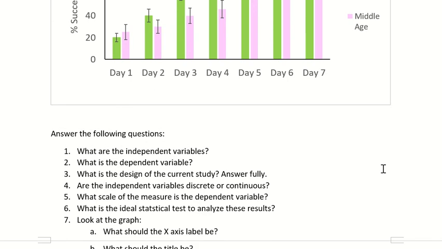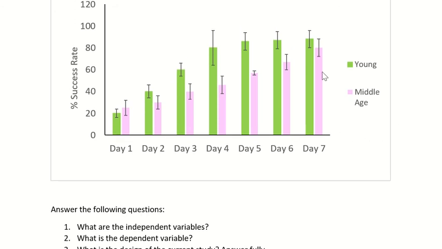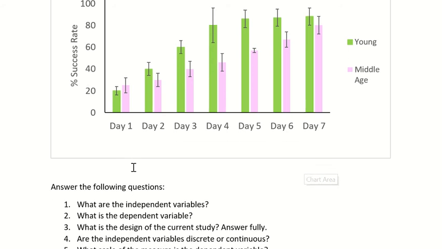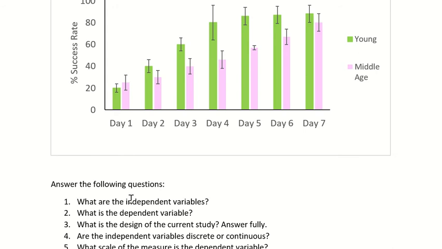So what are the independent variables? Well, the first independent variable is the age of the participants, young versus middle age. The second one is the days in which they are learning, basically. So the duration of learning, if you will. And now what is the dependent variable? Well, the dependent variable is over here, the percentage success rate during the lever pressing task.